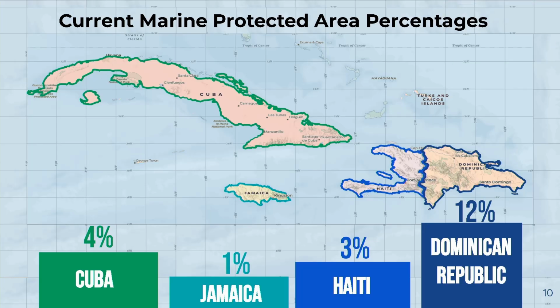So throughout this comprehensive research, we began to see these different regional trends, and we were also able to identify the percentage of marine protected areas that each country has under protection right now. For Cuba it is 4%, Jamaica 1%, Haiti 3%, and the Dominican Republic 12%. Throughout our research, we started to see that the Dominican Republic stands out as a regional leader, and later we are going to learn what they are doing differently.